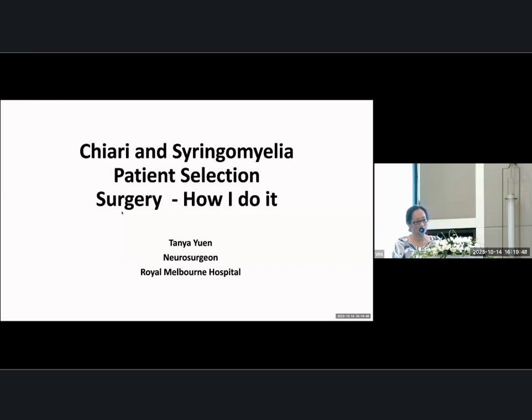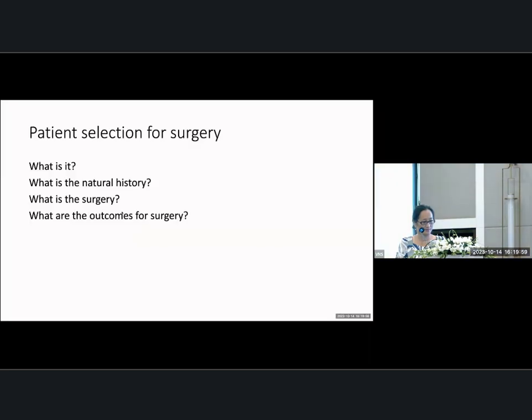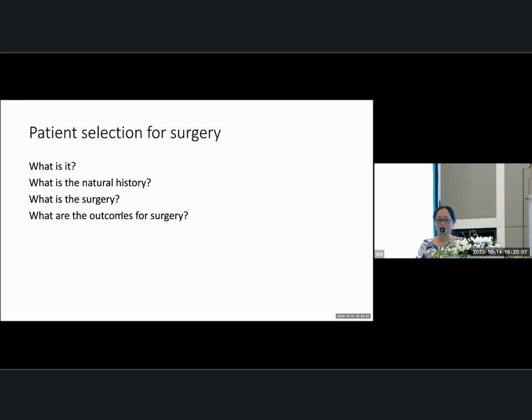When I see patients with Chiari and syringomyelia, this is how I select them for surgery, and this is how I do it. So it's a bit like spine surgery. When we're trying to choose a patient for surgery, we have to work out what is it that they have.